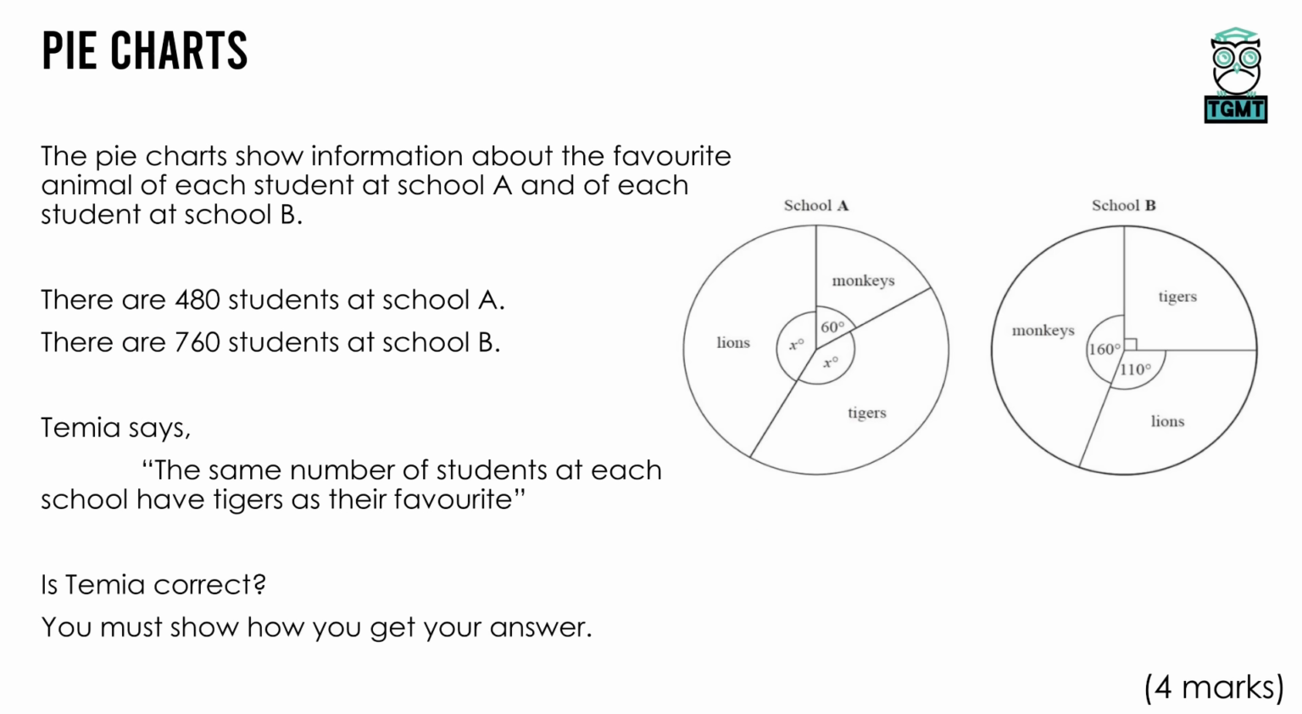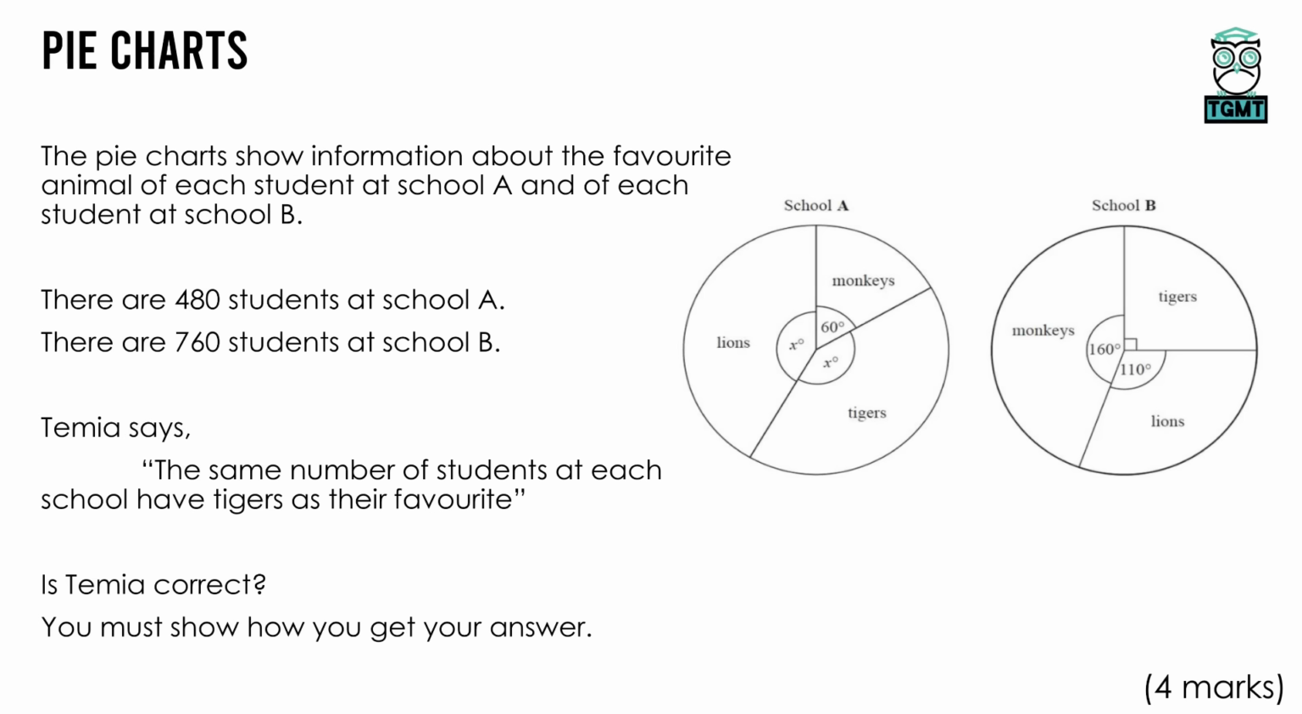Okay, so looking at some pie charts, we have a slightly different question to normal here. Rather than drawing a pie chart, we're looking at interpreting a pie chart. Now it says here the pie chart shows the information about the favourite animal of each student at school A and for each student at school B. It then tells us there are 480 students at school A and 760 students at school B. It says Tamia says the same number of students at each school have tigers as their favourite.